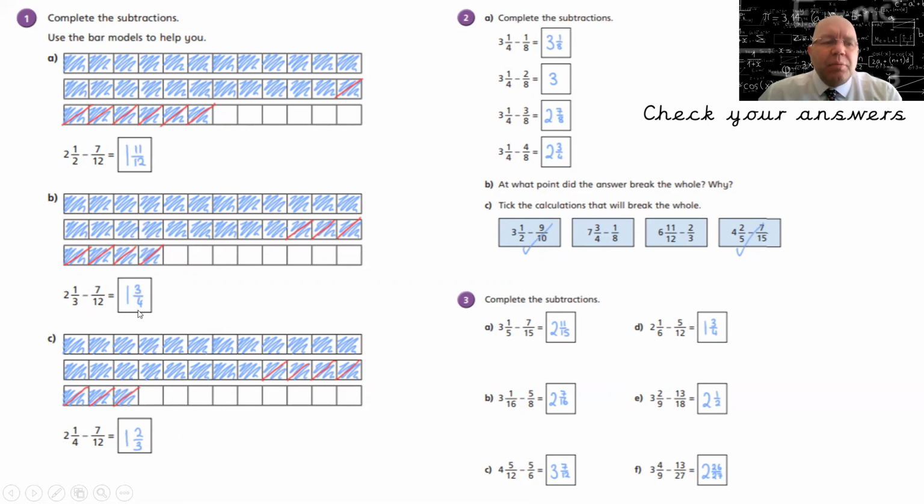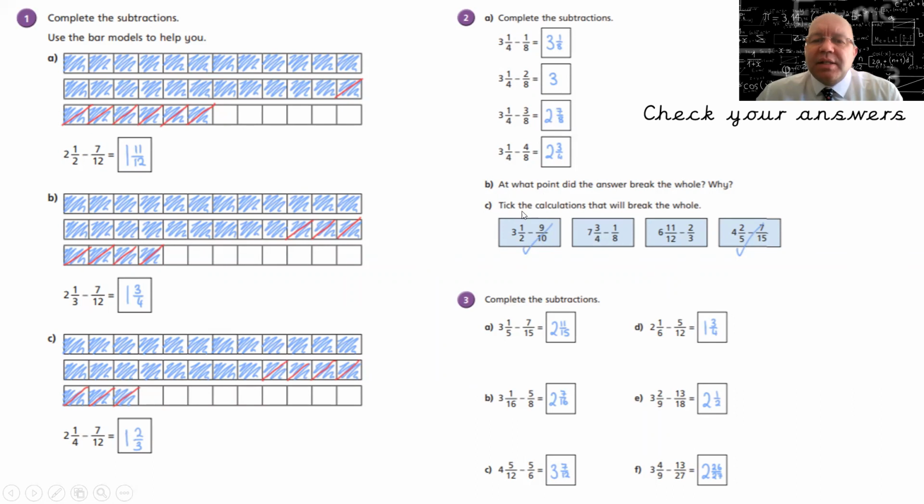So on B, you might still have 1 and 9/12. And for C, you might still have 1 and 8/12. Always look to see if you can simplify them. Question 2, your answers are 3 and 1/8, 3, 2 and 7/8, and 2 and 3/4, or you might have 2 and 6/8 if you've not spotted the simplification.